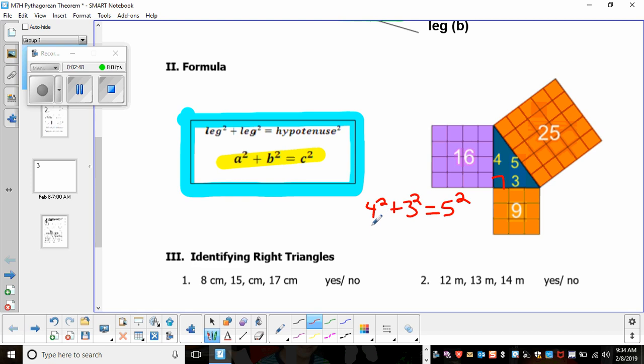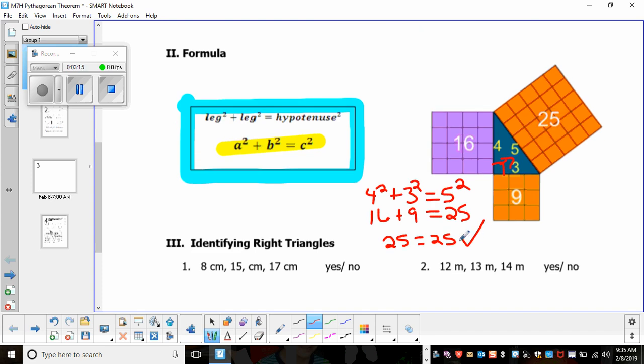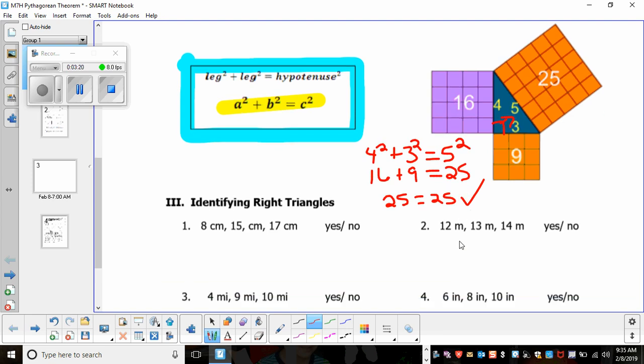So if we do the math here, 4 squared is 16, 3 squared is 9, and 5 squared is 25. So 16 plus 9 is in fact 25. So since the sum of the two legs squared equals the hypotenuse, the side across from the right angle, that number squared, this is in fact a right triangle. So today we're going to be focusing on identifying whether or not 3 sides make up a right triangle. So we're going to be using, again, the Pythagorean theorem.